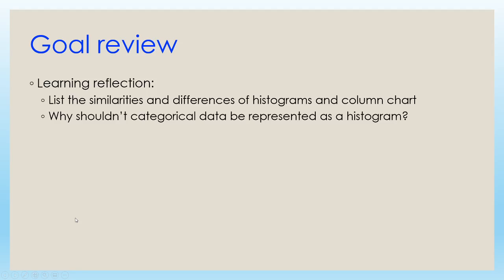Now our review for today is list the similarities and differences between histograms and column charts. We discussed this a little bit, but you might be able to find some more. And why shouldn't categorical data, that's data which has named values like colors of eyes, be represented as a histogram? I want you to think why it's important that it's continuous numerical data and not categorical data.